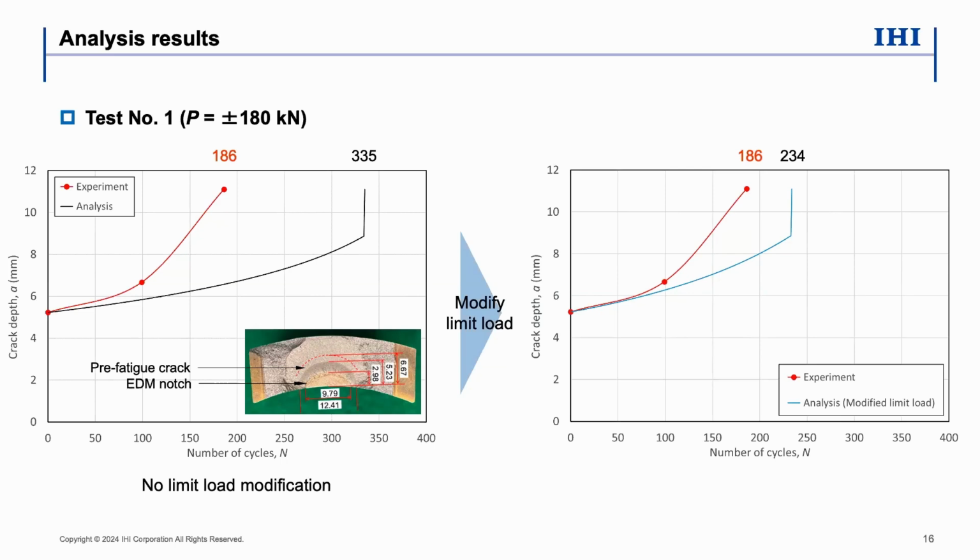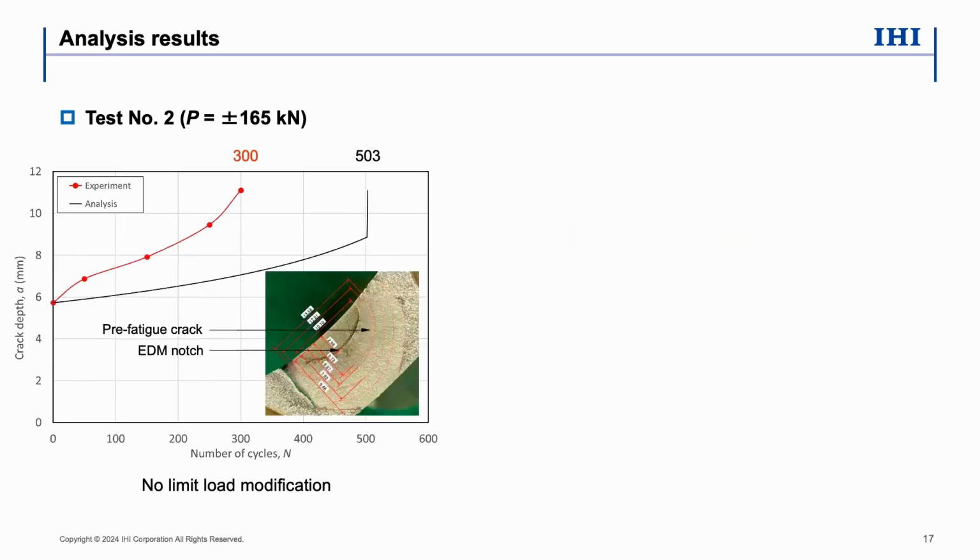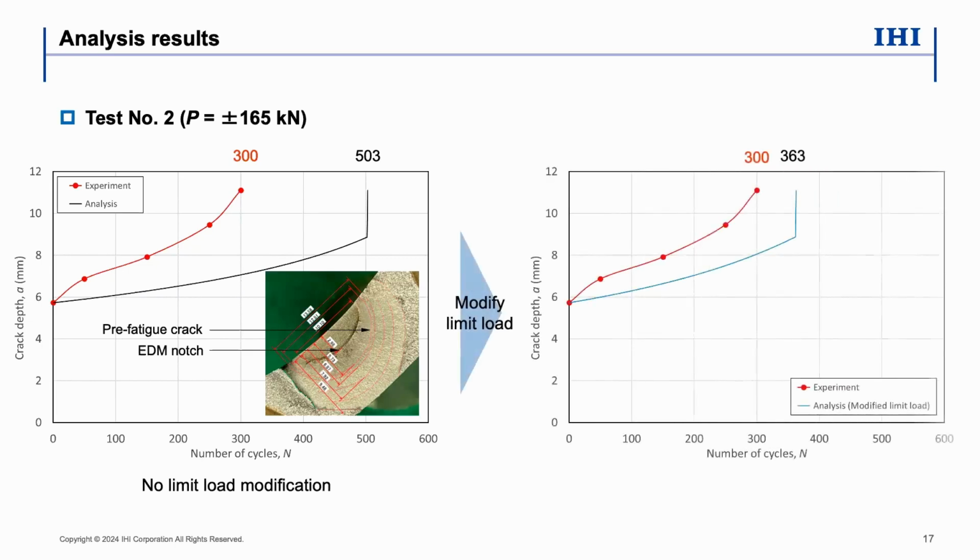And also, in the second test, almost the same tendency was observed. The analysis gave a longer life, unsafe predictions, with 500s in the analysis and 300 cycles in the experiment. So again, we modified the limit load and obtained good relations, but unsafe predictions still remain.